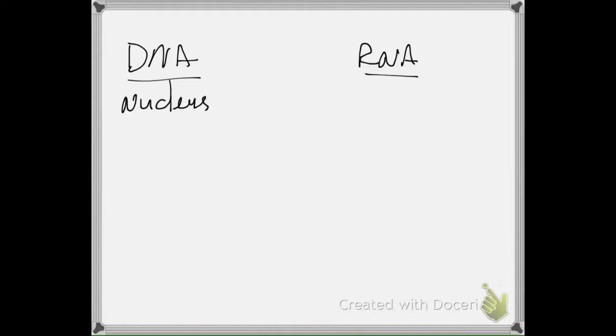All right, so DNA and RNA. And where do we find the DNA? In the nucleus of the cell. And where do we find the RNA? It too is found in the nucleus, but it's also found in the cytosol. It actually can move back and forth between the nucleus and the cytosol.